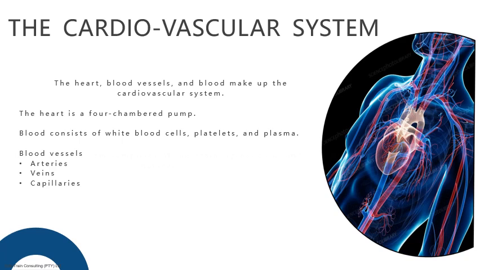The cardiovascular system. The heart, blood vessels, and blood make up the cardiovascular system. The heart. The heart is a 4-chambered pump. Used blood goes back to the heart through the top, or superior, and the bottom, or inferior, vena cava, the largest veins in the body. The blood enters the heart via the right atrium. It is then pumped into the right ventricle.